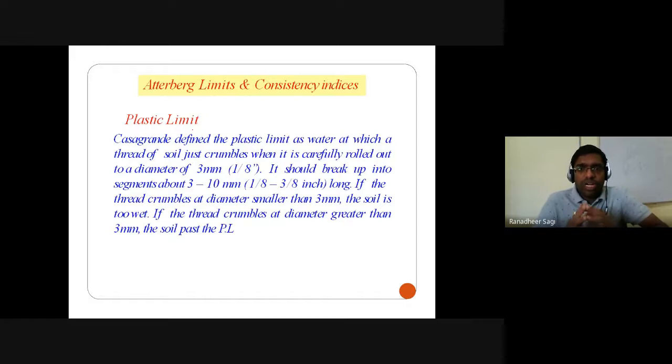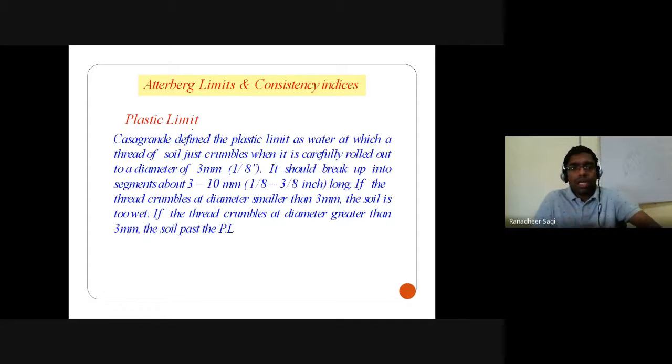Okay, so when the soil thread starts crumbling, when it is rolled into a diameter of 3 mm, then the corresponding water content that was existing in that particular soil is what we call the plastic limit value of that soil.